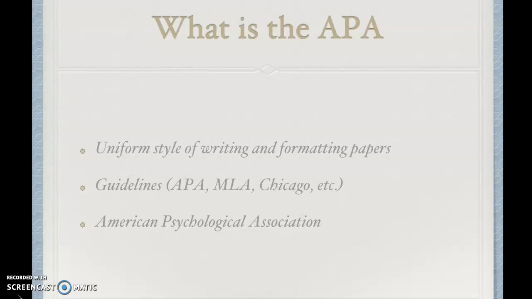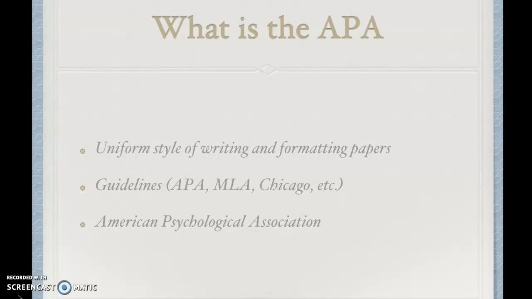So you see, in order to make this all more uniform, and in order for everyone to follow the same style and format, associations such as the APA have come up with a series of guidelines which we can all follow. And we have different kinds of styles. So APA is only one of many. We have the MLA, we have Chicago, we have Harvard style. There are many, many different styles out there.